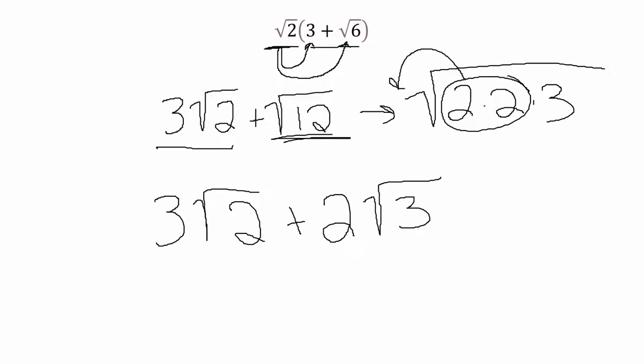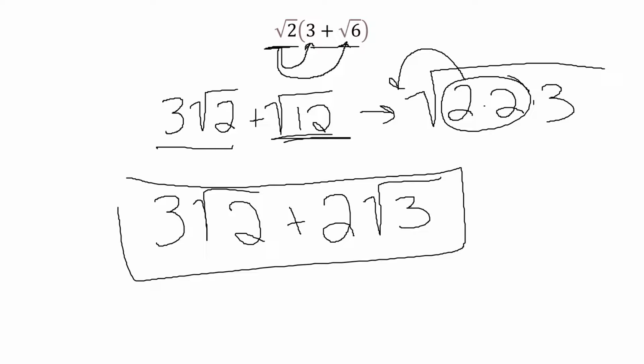At this point, this does not become 5 square root of 5. I cannot add if they don't match. Square root of 2 is not the same thing as square root of 3. I can only add if those roots match. If they don't match, then that is my answer. So this is much shorter. What you need to remember is the simplifying of those radicals.